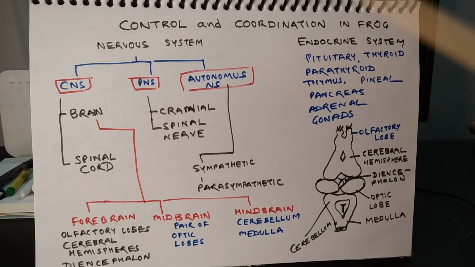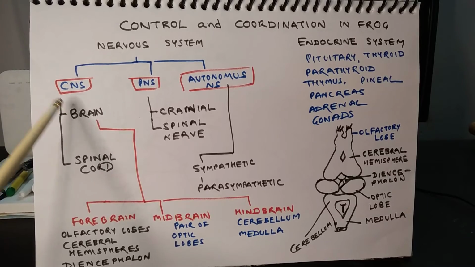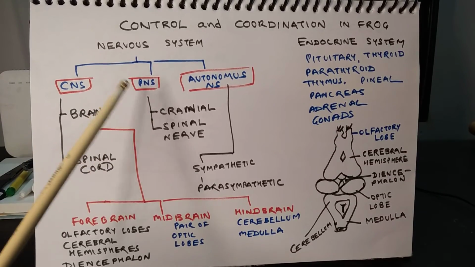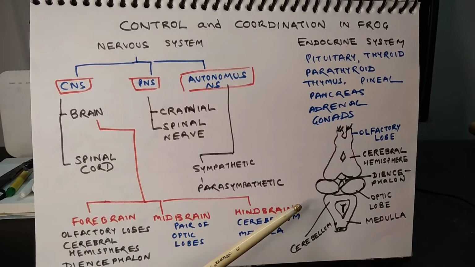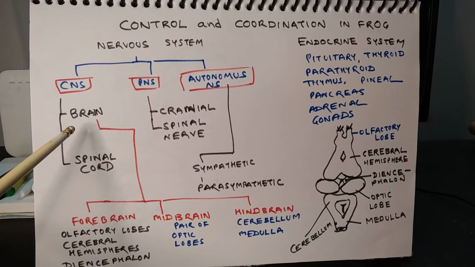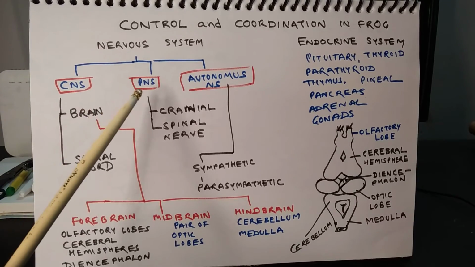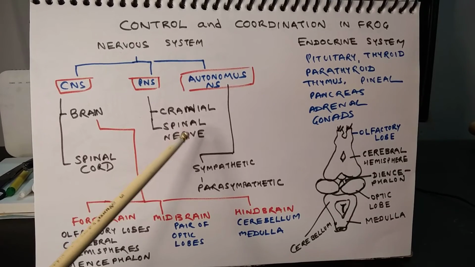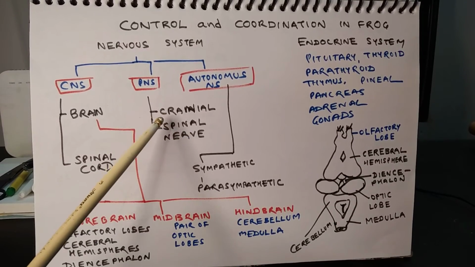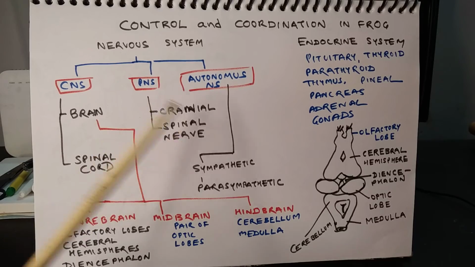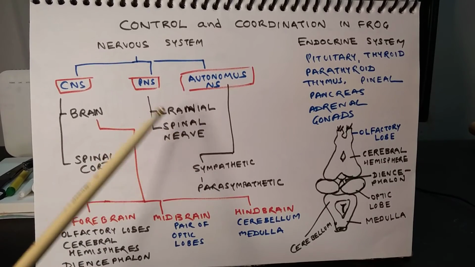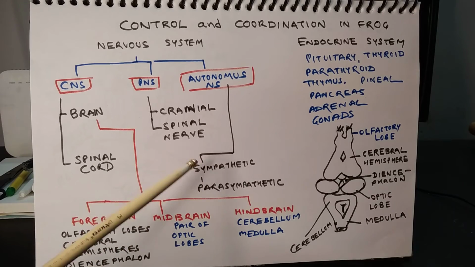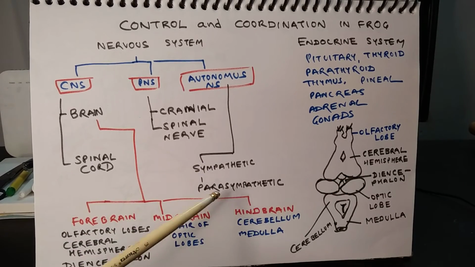The nervous system has three parts. Number one is central nervous system, number two is peripheral nervous system, and number three is autonomous nervous system. The central nervous system is composed of the brain and a spinal cord. The peripheral nervous system is composed of cranial nerves and spinal nerves. The nerves which go to the head region are called cranial nerves. There are 10 pairs of cranial nerves, and the nerves which go to the portion which is below the head are called spinal nerves. Autonomous nervous system is of two types: sympathetic nervous system and parasympathetic nervous system.